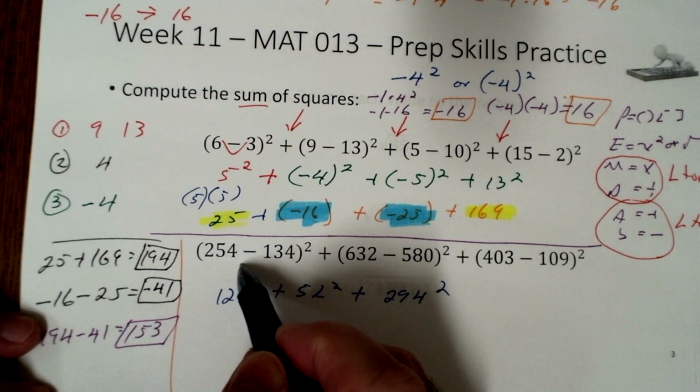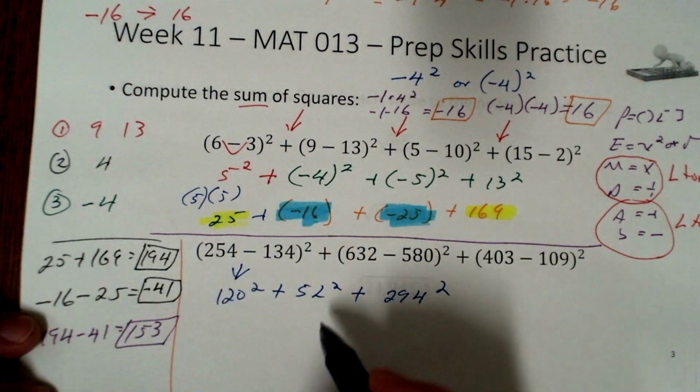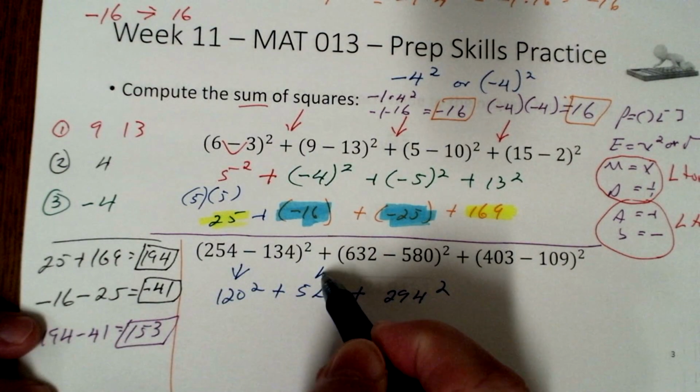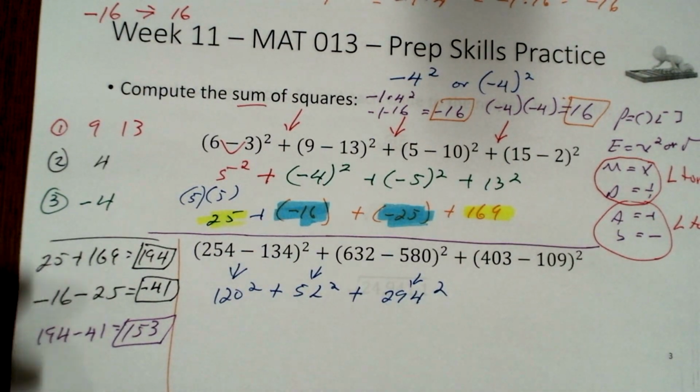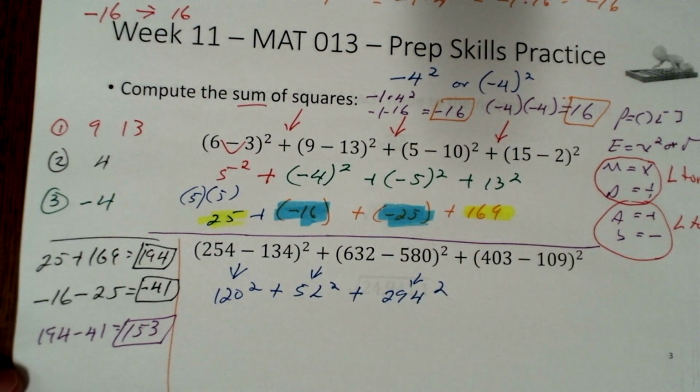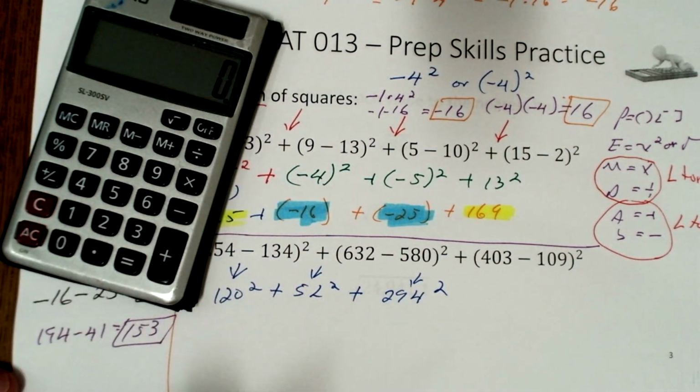So we've found the difference. Difference means subtract. We found the difference here, 120. We found the difference of the second set of numbers, 52. We found the difference of the third set of numbers, 294. And now we're going to square each of those. Okay, even with a cheap calculator, you can do squaring.